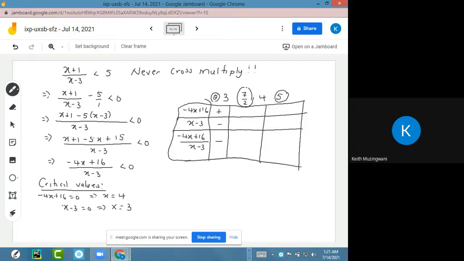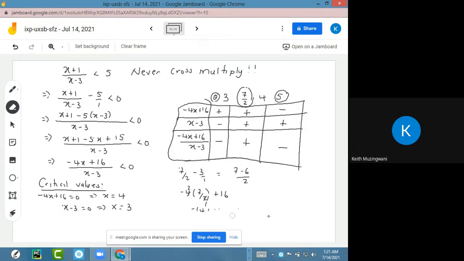7 over 2, 7 over 2 minus 3 over 1 will give us 7 minus 6 over 2, which is positive. And on top there, negative 4, 7 over 2 plus 16, that is 2 here, so you get negative 14 plus 16. This is 2, which is positive. When you multiply, we get positive. 5 will give us negative 20 there plus 16, which is negative, positive, negative.